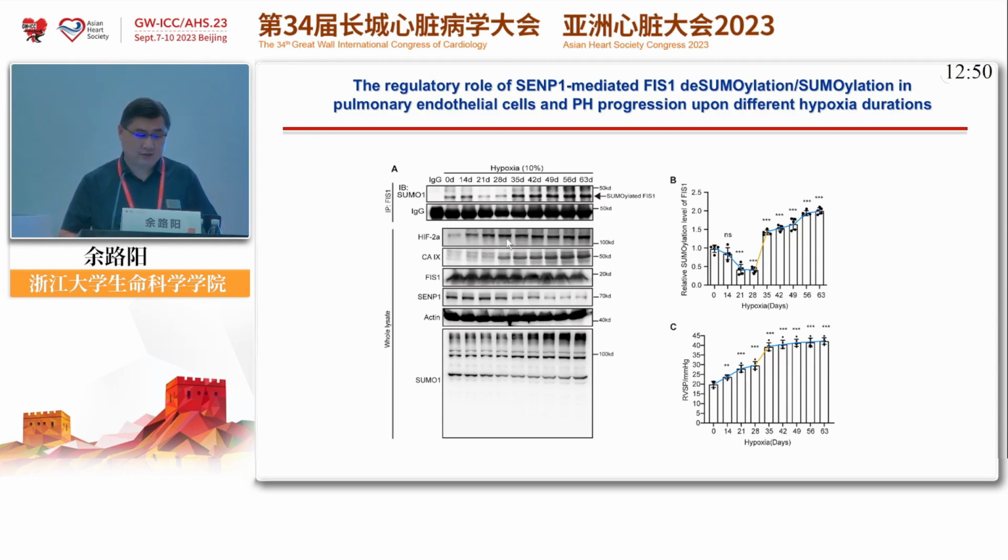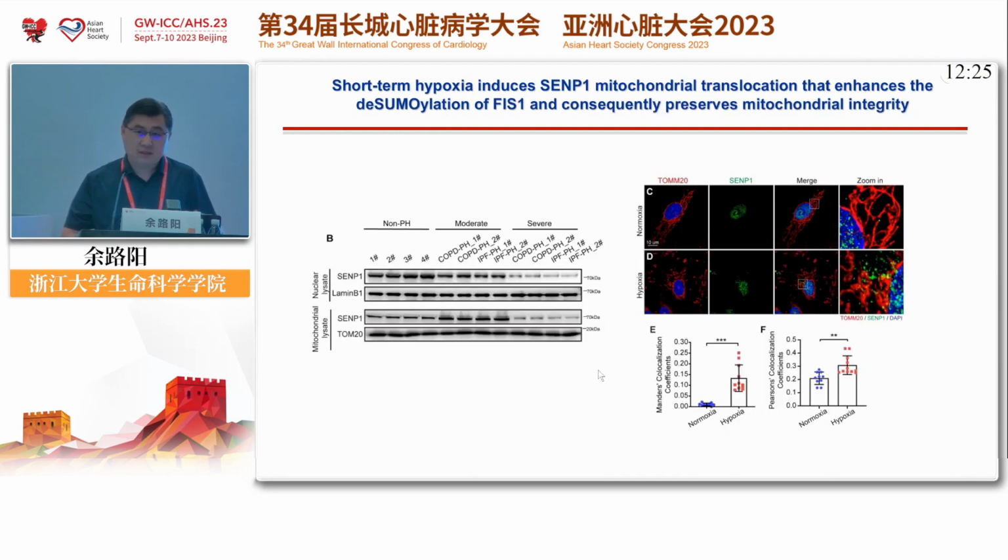At the early stage, there is deSUMOylation of FIS1, and it looks like it can retard the PH progression. But once it switches to over-SUMOylation, the disease develops severely. That indicates that at the early stage, the deSUMOylation of FIS1 could play a protective role or protective mechanism. So what is the molecular mechanism after that?